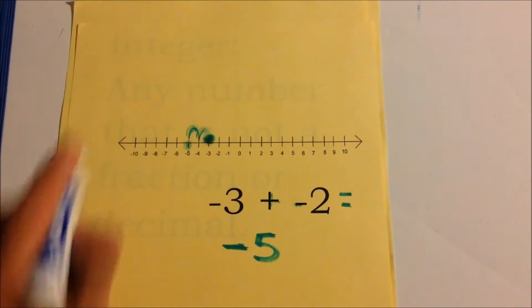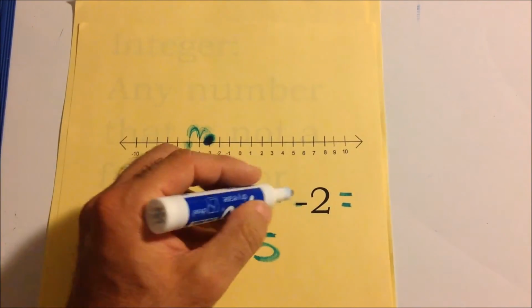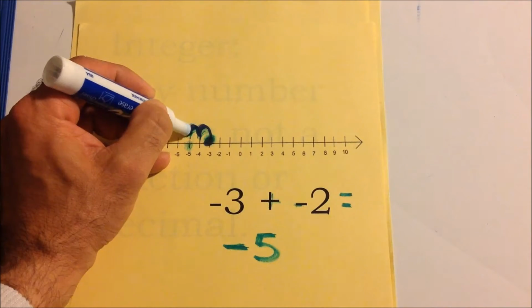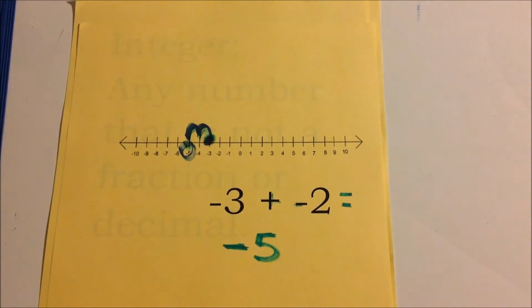Okay, so let's look at this again. So we start at -3. Always start with the first number. And it says plus a -2. So negative is backwards, so you go 2 spaces to the left, and there's -5. Right there.